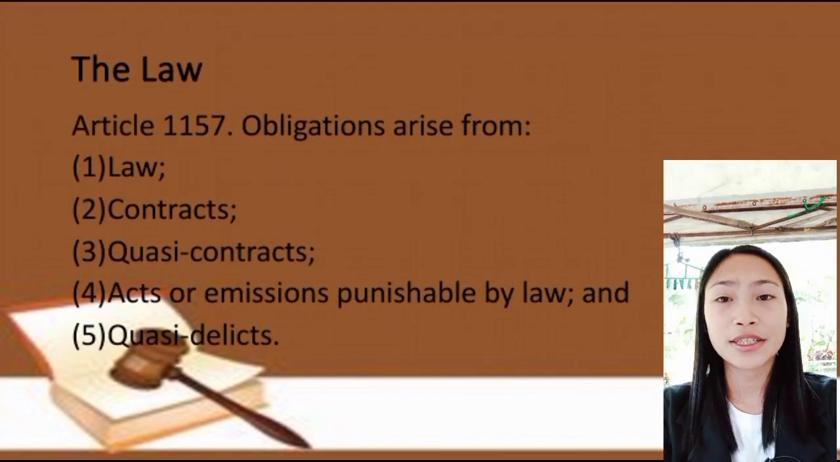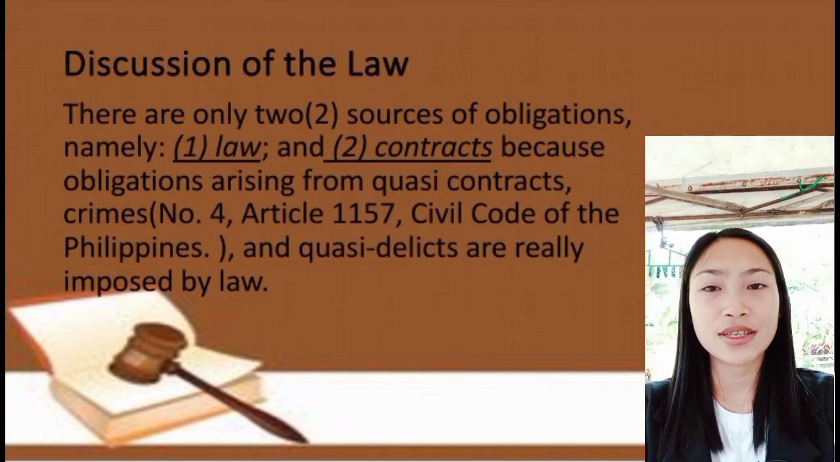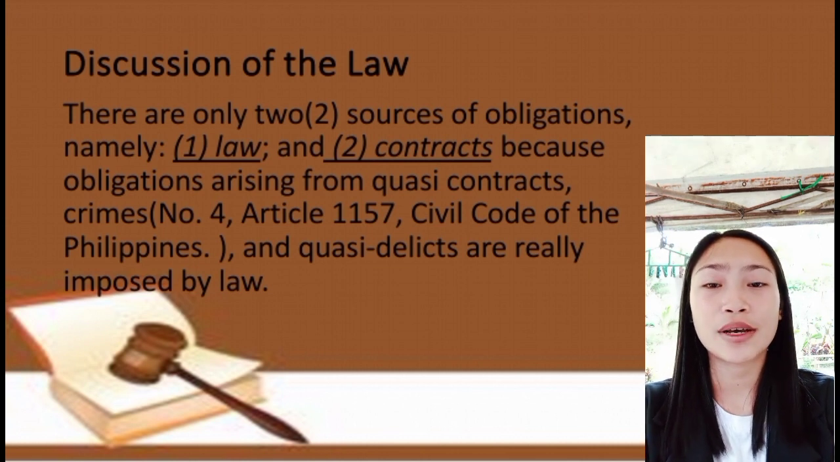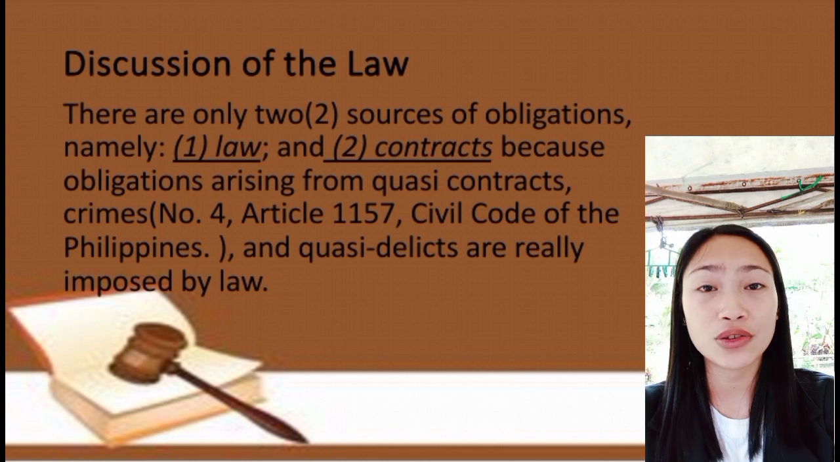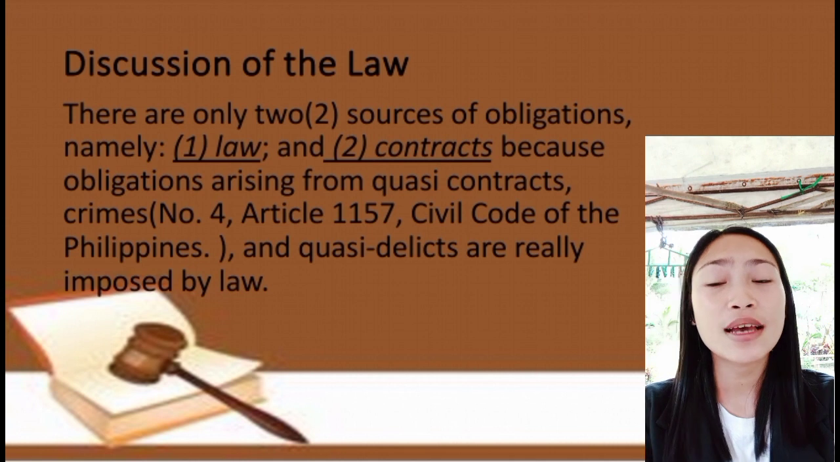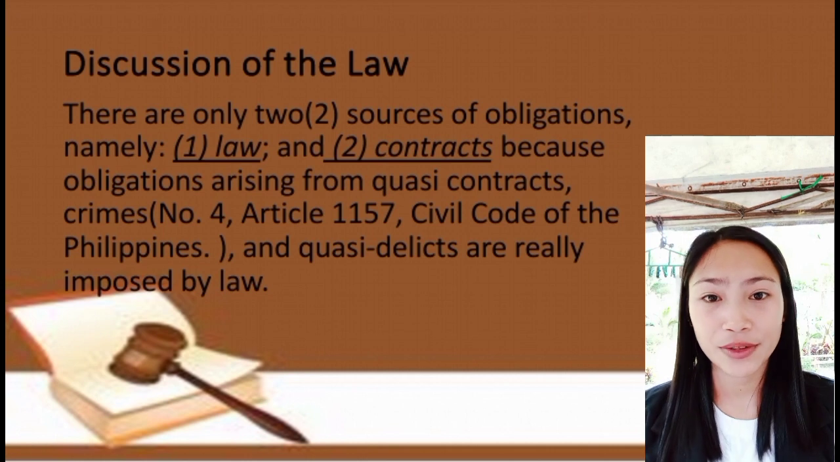Under Article 1157, obligations arise from first, law; second, contracts; third, quasi-contracts; fourth, acts or omissions punishable by law; and last, quasi-delicts. Discussion of the law. There are only two sources of obligations, namely first, law, and second, contracts, because obligations arising from quasi-contracts, crime (number 4 in Article 1157 of the Civil Code of the Philippines), and quasi-delicts are really imposed by law.